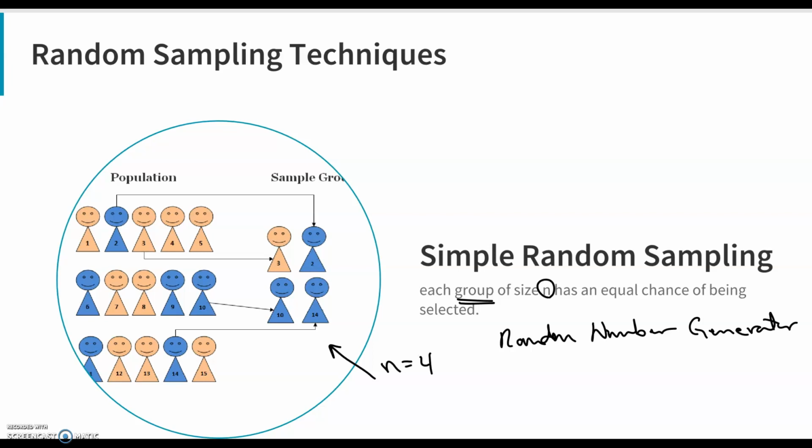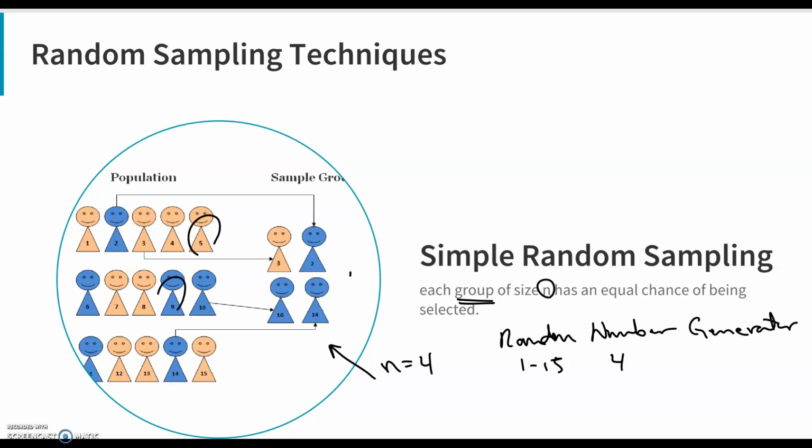And they said, out of 1 to 15, please give me 4 random numbers. And it gave a 3, a 2, a 10, and a 14. So this would be their sample right here. Now, every single combination of 4 people within this population had an equal chance of being selected.